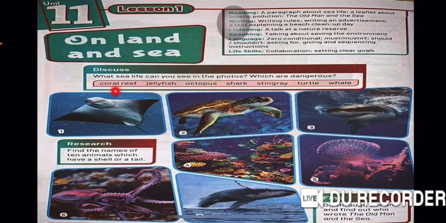Coral reef. Number 2, jellyfish. Number 3, octopus. Number 4, shark. Number 5, stingray. Number 6, turtle. Number 7, whale. Again: coral reef, jellyfish, octopus, shark, stingray, turtle, whale. Now we have some pictures that describe the new words we have said before.